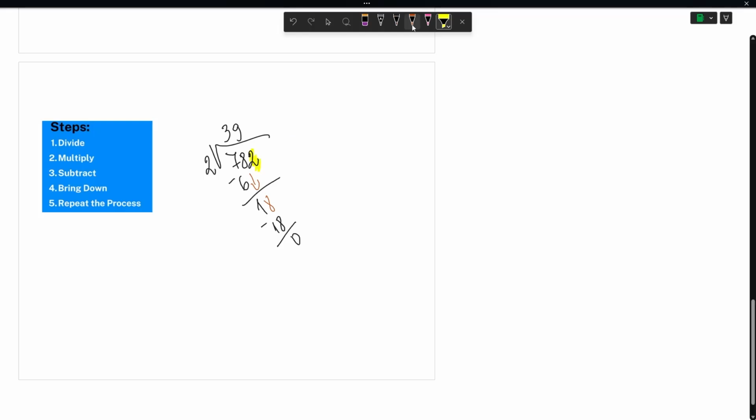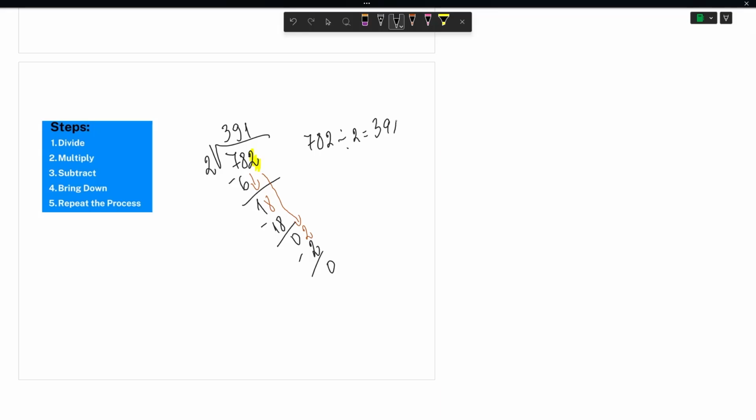So we have our step 4, bring down, and then repeat the process. How many times can 2 go in 2? It's 1. So 1 times 2 is 2, and 2 minus 2 is 0. So we don't have any more numbers. So that's it. This is our calculation. So 782 divided by 2 is 391.